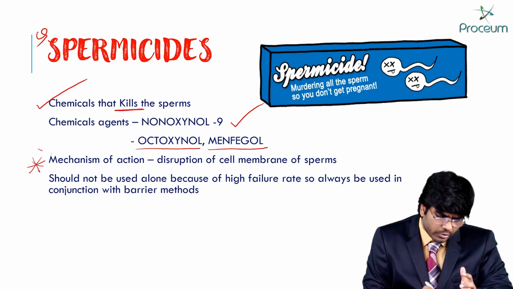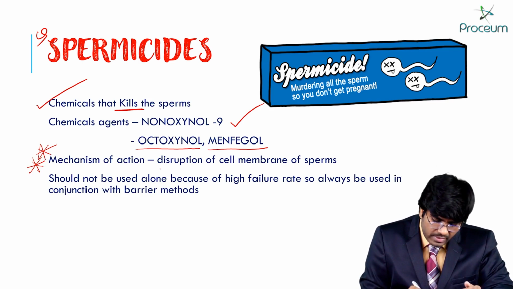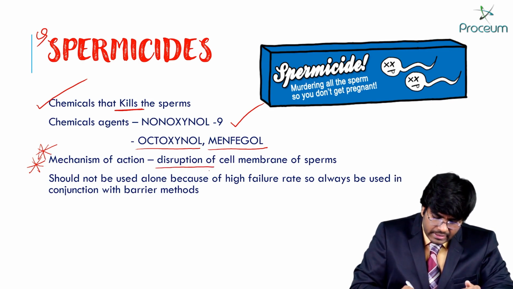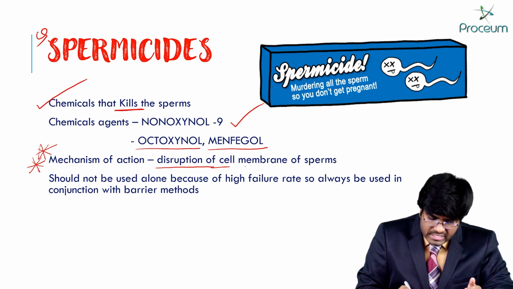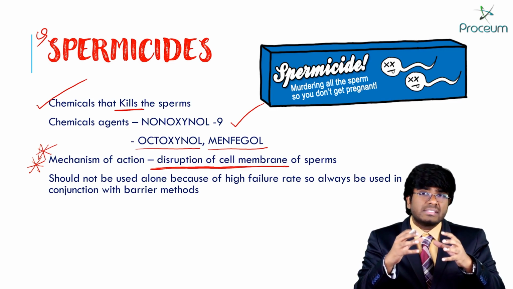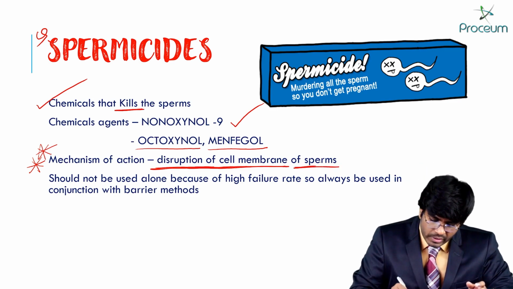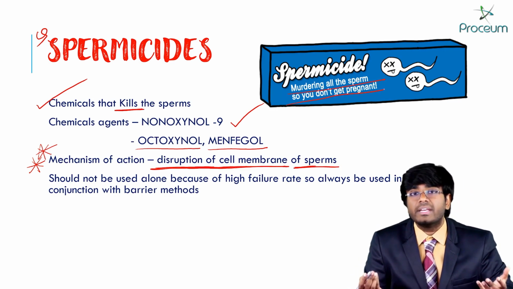A very important MCQ is what is the mechanism of action. Even in PSM this question will come. See, the mechanism of action is that upon contact, these spermicides cause disruption of the cell membrane of sperms. The cell membrane disintegrates so that the sperm is killed, so that the female does not get pregnant.